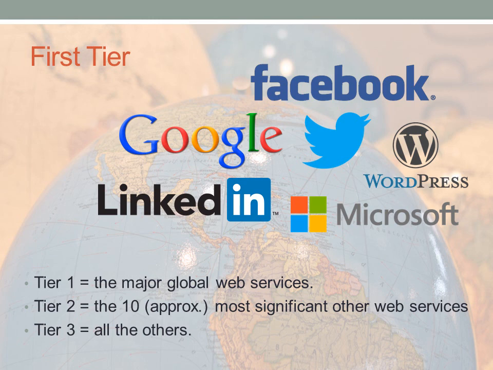The second ones are perhaps the grouping that is the 10 most significant to you. So they may well be quite obscure services, but if they're very useful to you, then it's something that you need to manage and be active in. And then tier 3 would just be all the others. You can't really ignore tier 3.